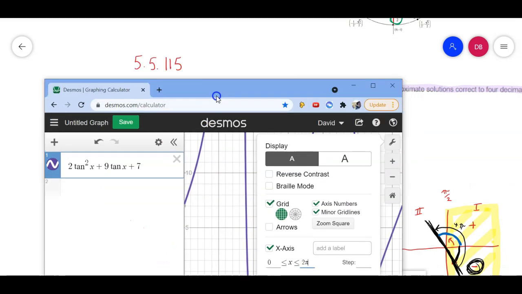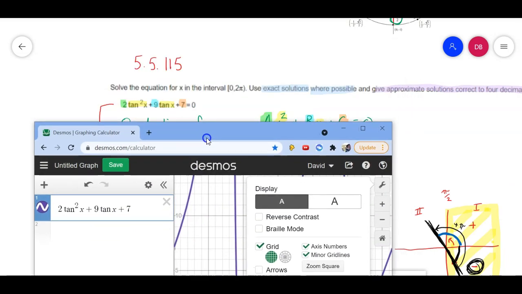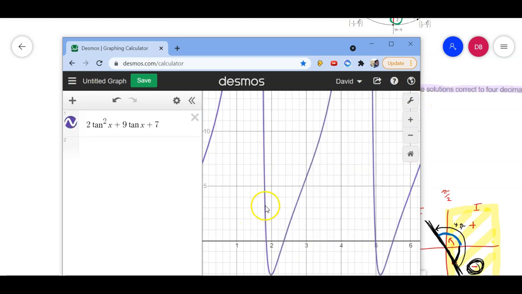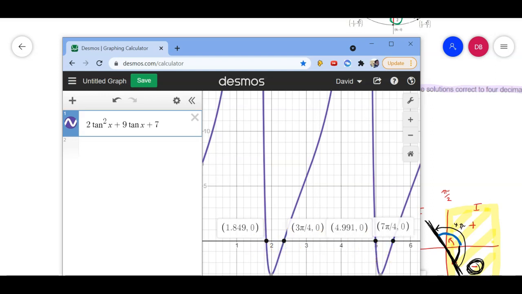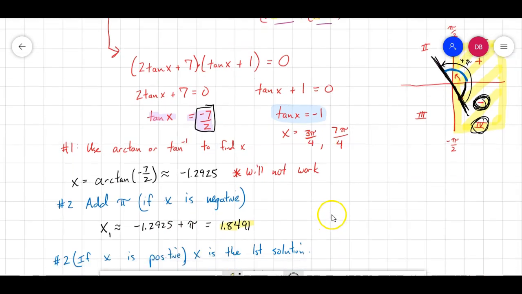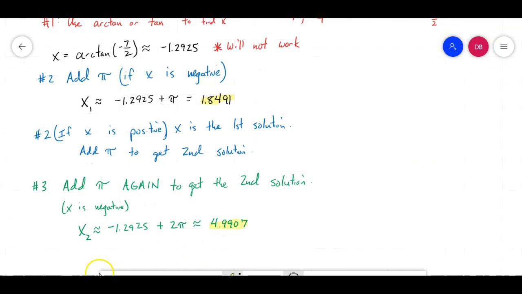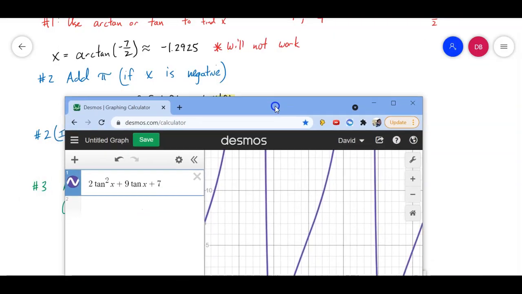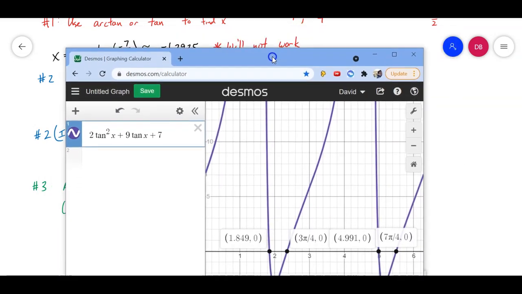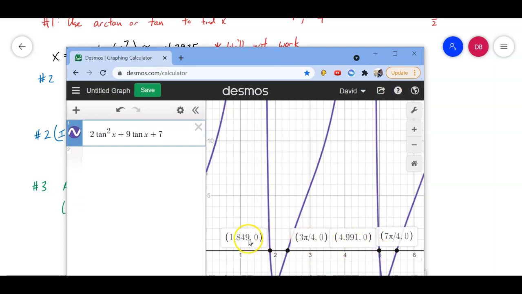Once again, I've got the left-hand side of our equation, not the equals 0 part, but the left-hand side. I've got my x-axis with the wrench tool set to 0 to 2 pi. Now I'm going to click on the curve and start clicking these zeros. You can see there are the exact ones that we got: 3 pi over 4, 7 pi over 4. The not exact solutions: about 1.8491, there it is. The 4.9907, there it is. So it's rounding these to 3 places.